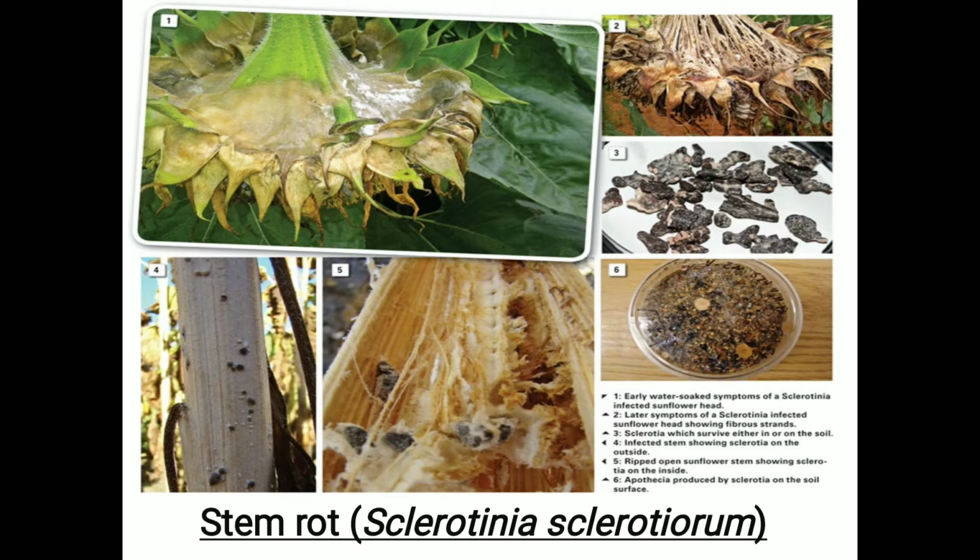Regarding perpetuation, the primary source of infection is infected soil, and the secondary source of infection is irrigation water. Then regarding control measures, we have to spray the crop with carbendazim or mancozeb at a rate of 0.2% at certain intervals.